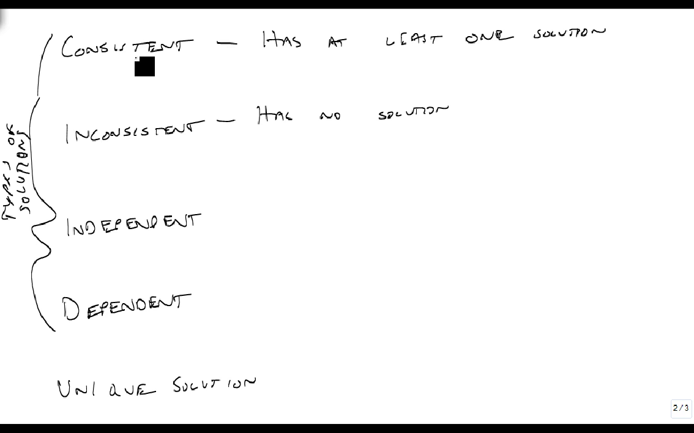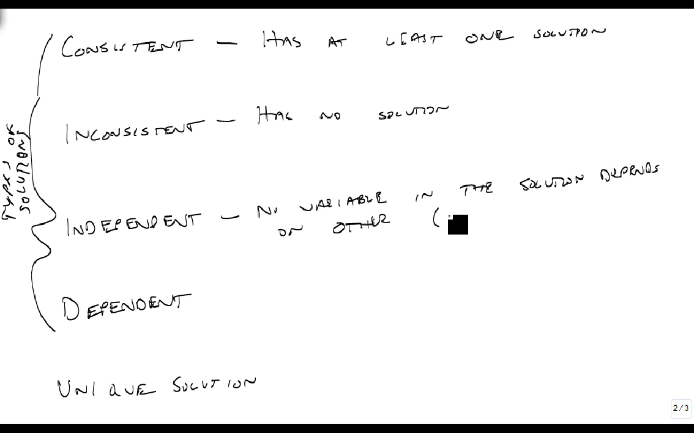For an independent system, this says that no variable in the point in the solution depends on the other. So typically this means that there's one answer and one answer only. Dependent means that at least one variable depends on another.